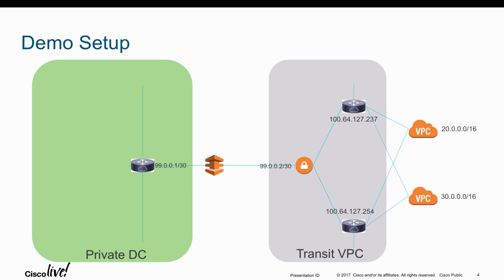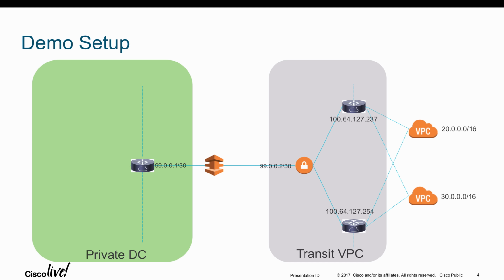So here's my demo setup. I have a Direct Connect, thanks to Equinix for providing the link to me. I have my private DC, and in my private DC I'm also running a CSR to simulate the ASR. Basically, they are running the same software, so the command line is the same. And I have my transit VPC set up. I have 2 spoke VPCs connected, so I will use one of the spoke VPCs to demonstrate the end-to-end connectivity.